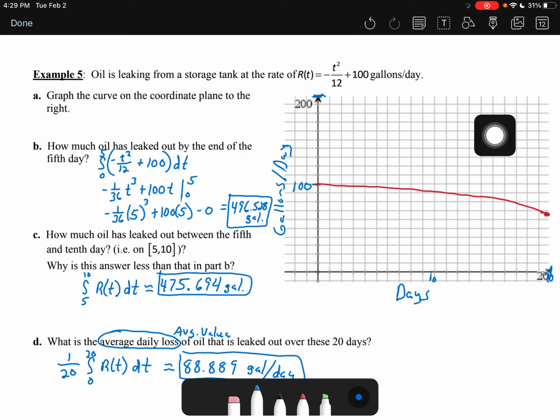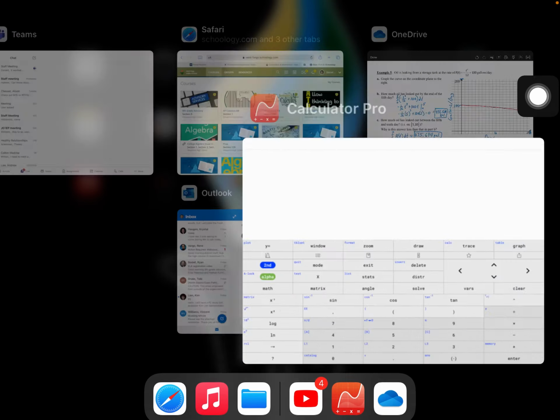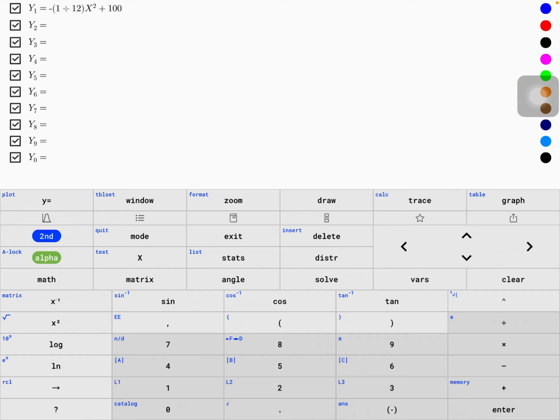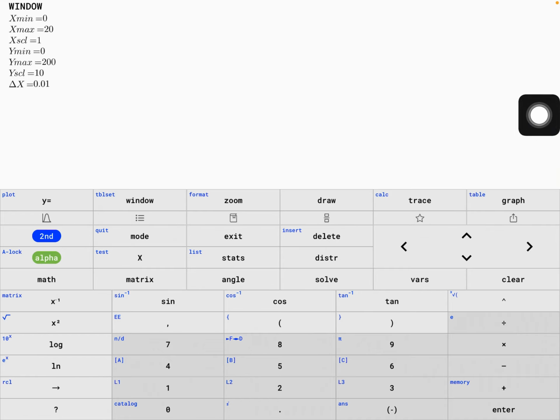I sketched out this graph. I'd also enter it in a calculator, so just to show you, I would enter that equation in. This would very likely be a calculator type question. On this Calculator Pro app, it looks like 1 divided by 12, and put the negative there, x squared plus 100. Then I set up my window from 0 to 20 for my x min and x max, and 0 to 200 on the y min and y max, and I counted by tens there.